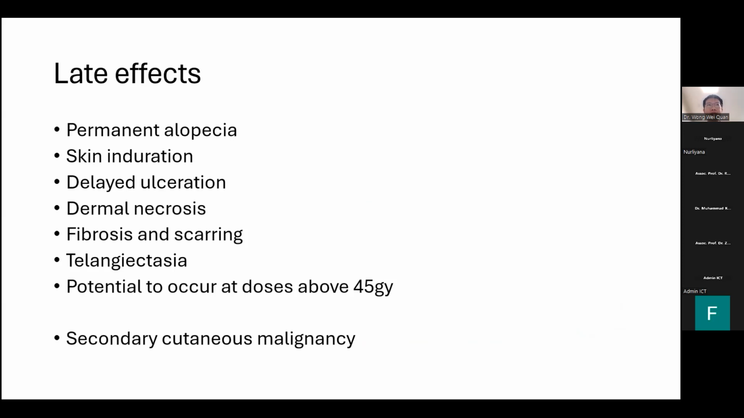So as for the late effects, there can be permanent alopecia, which is a loss of hair, skin induration or hardening or thickening of the skin, delayed ulceration and necrosis, fibrosis and scarring, telangiectasia, which is development of small blood vessels at the site, at the skin. And these effects can happen at doses of above 45 grays. In addition to that, regardless of the dose, there is an increased risk of secondary cutaneous malignancy, more commonly squamous cell CA or basal cell CA.